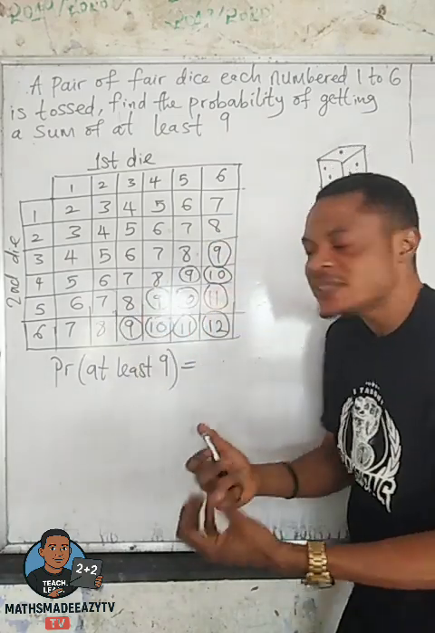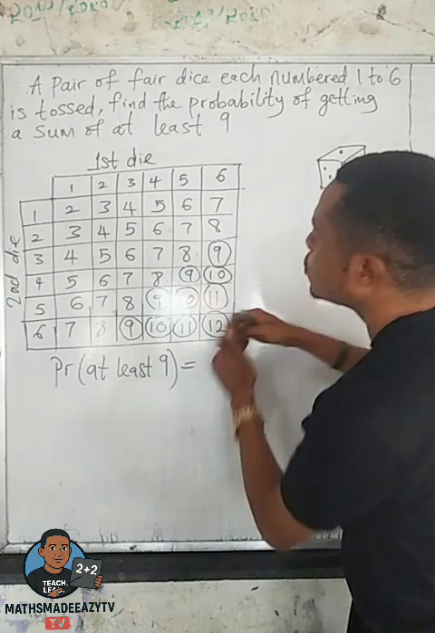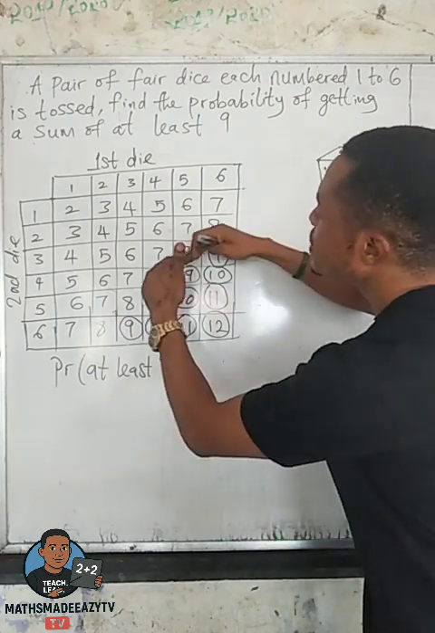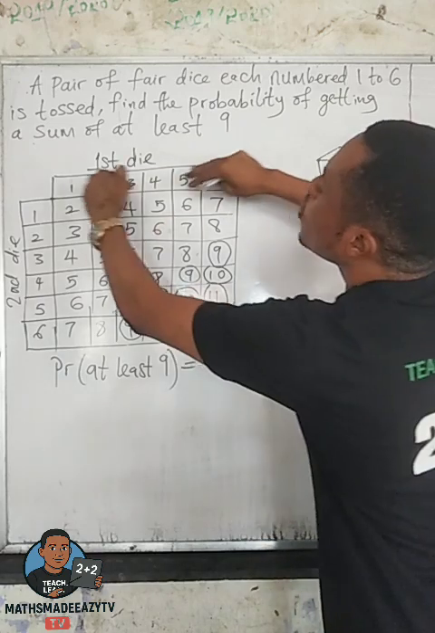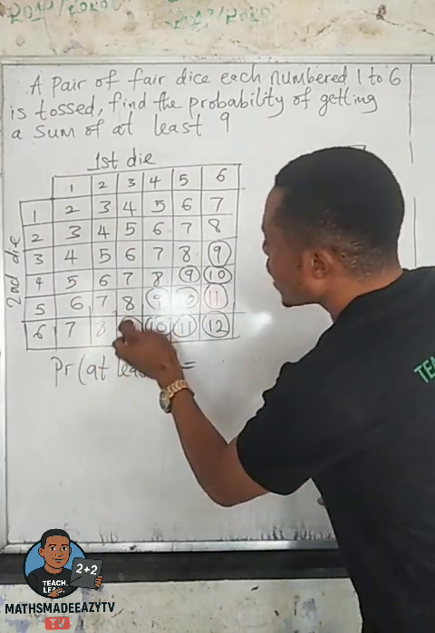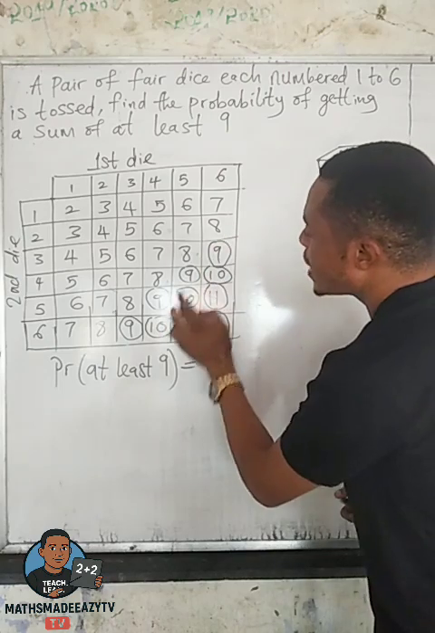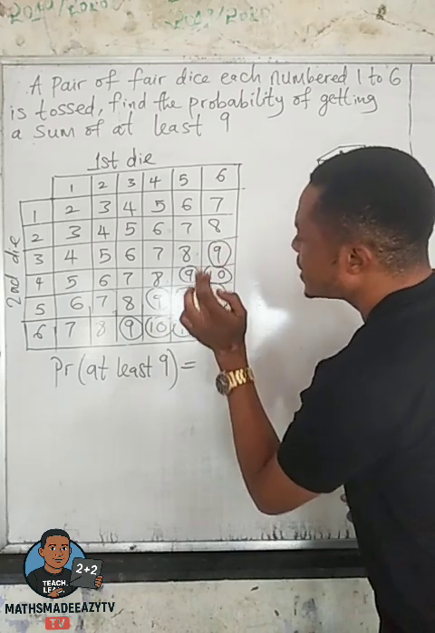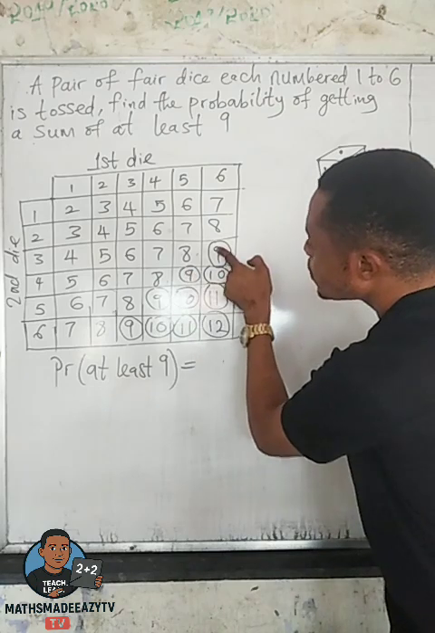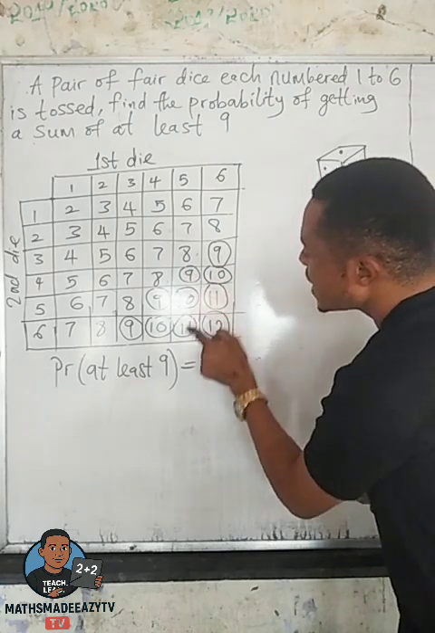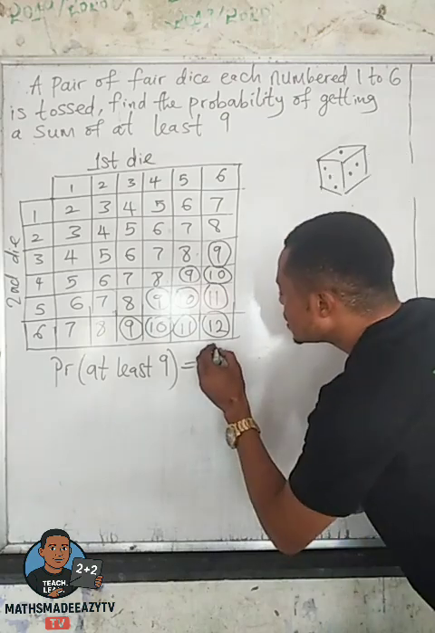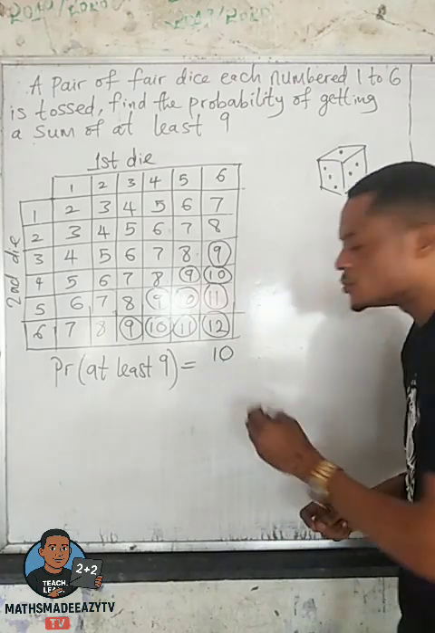What is the probability of having this kind of value? So, the probability of getting these out of everything that is possible here. So we now count. 1, 2, 3, 4, 5, 6, 7, 8, 9, 10. So you may count again. 1, 2, 3, 4, 5, 6, 7, 8, 9, 10. So we are expecting to have 10 outcomes.